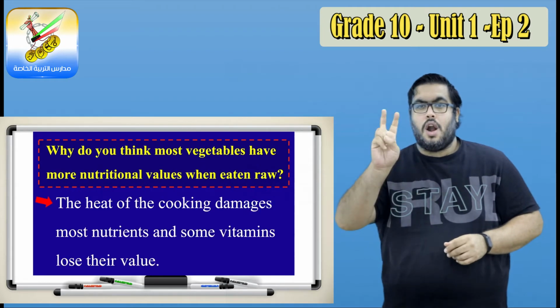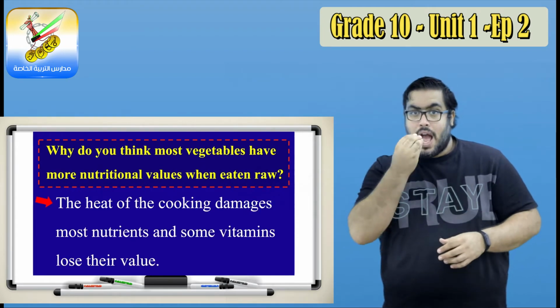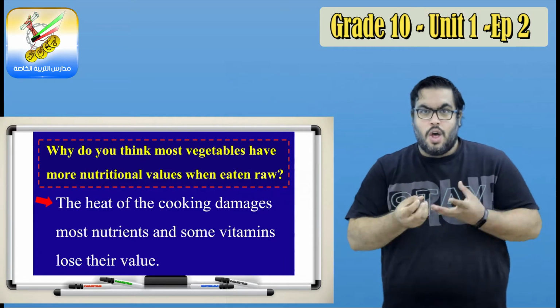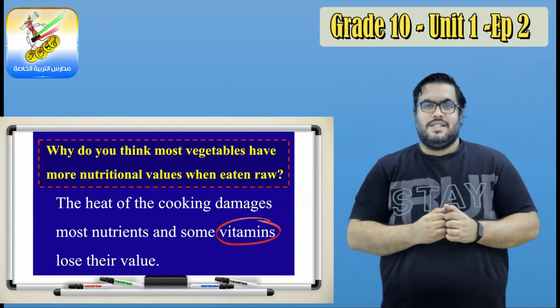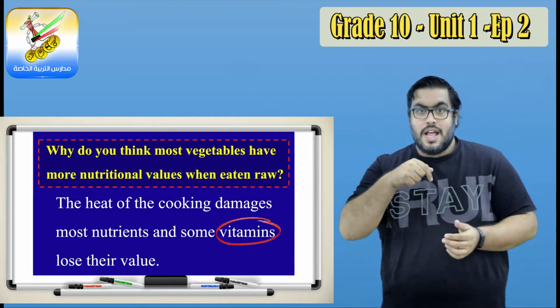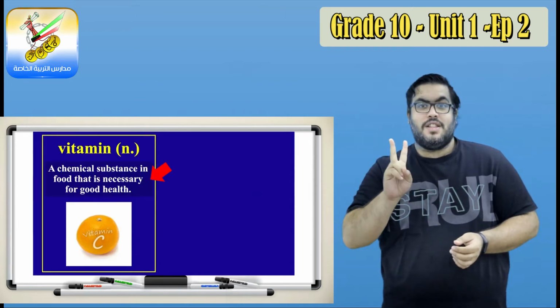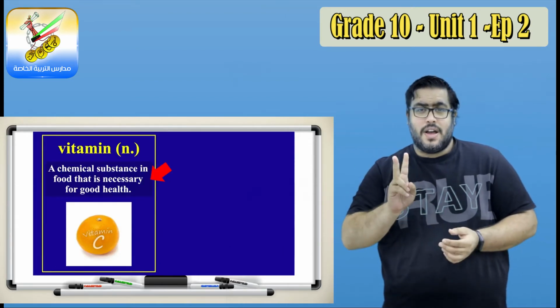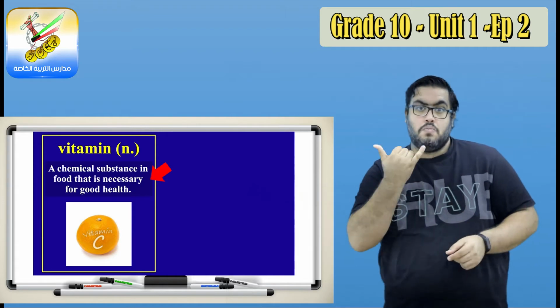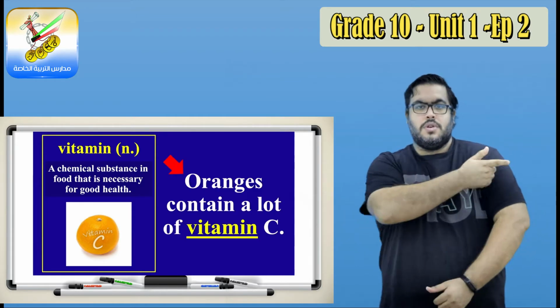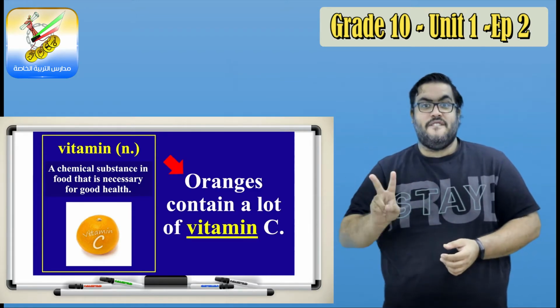The answer is, the heat of the cooking damages most nutrients and some vitamins lose their value. We have a new vocabulary item here, vitamins. Vitamin is a noun, and it means a chemical substance in food that is necessary for good health. For example, oranges contain a lot of vitamin C.